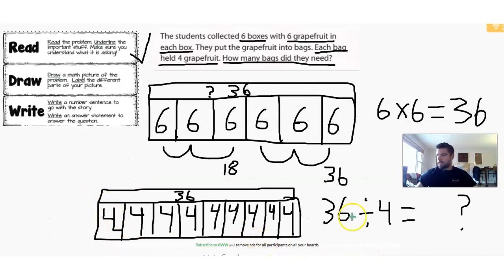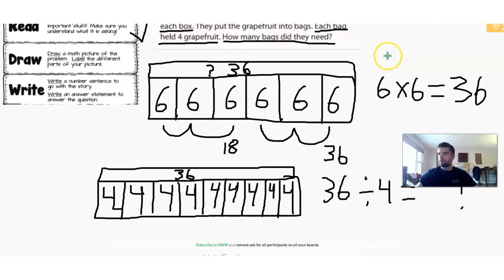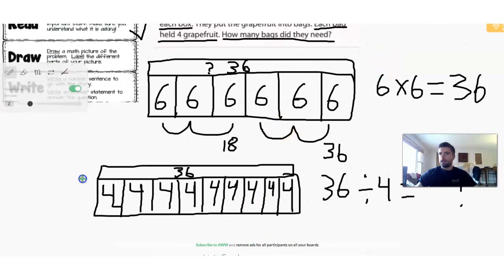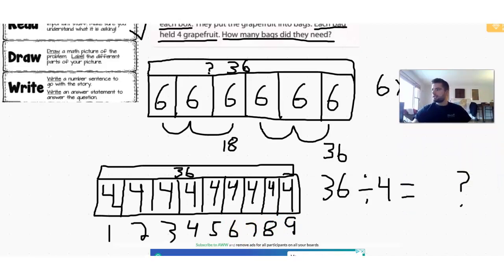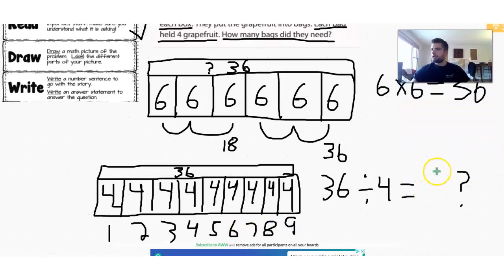I'm going to get rid of this add here and move my screen just a little bit to give us some room. And 1, 2 bags, 3 bags, 4, 5, 6, 7, 8, and 9. So it turns out that 36 divided by 4 equals 9. And that's our final answer.